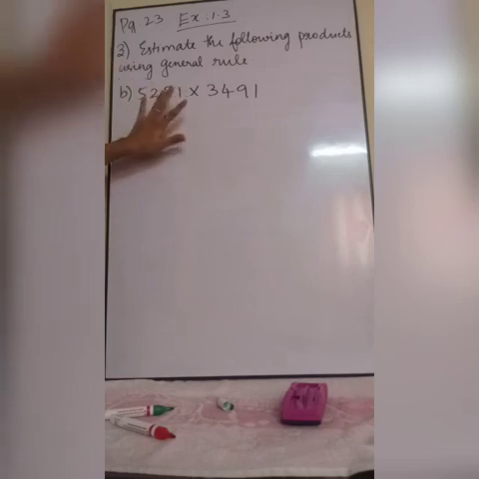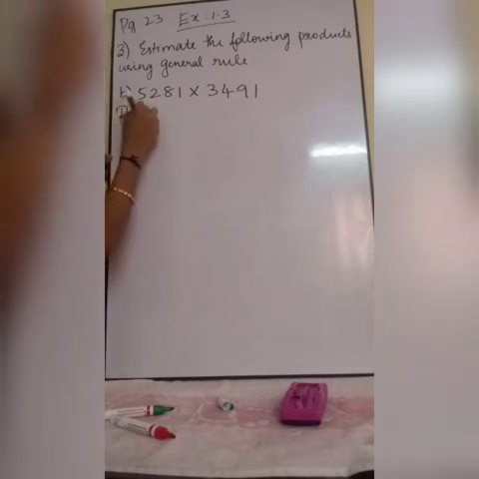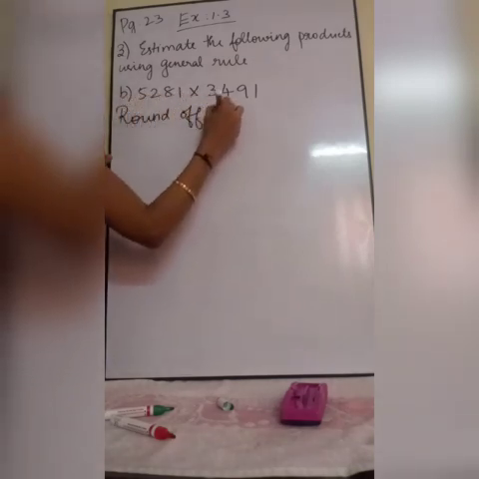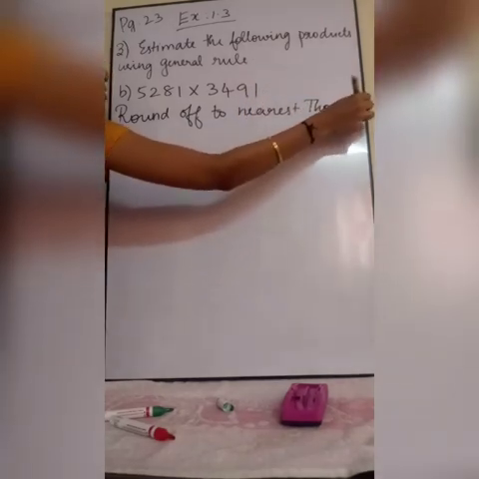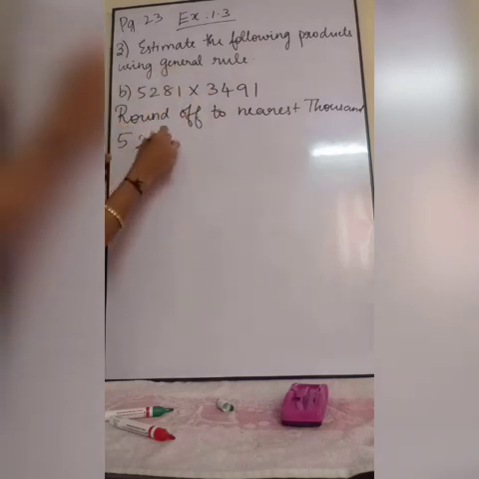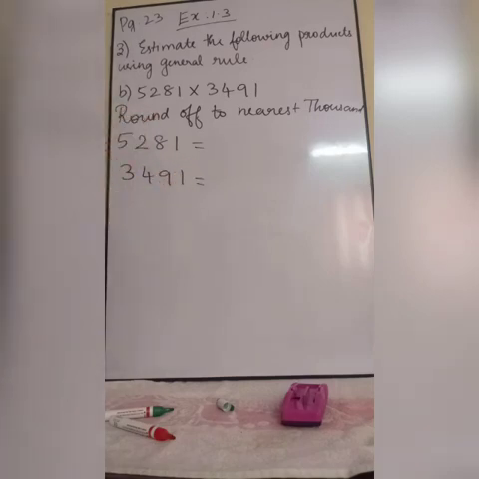Here this is a 1, 2, 3, 4 digit number. This is also a 1, 2, 3, 4 digit number. So 4 digit number means both I am rounding off to nearest thousands. Or you can round off to nearest hundreds also. Or you can round off to nearest tens also. No problem. But here I am rounding off to nearest thousands. So first I am going to round off these two values, 5281 and then 3491, separately.